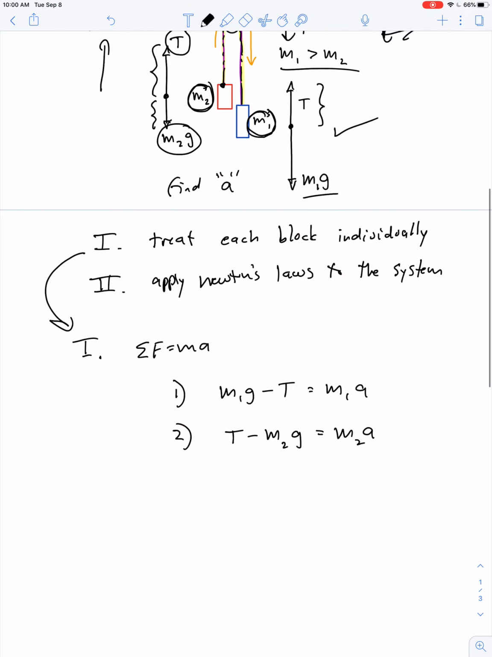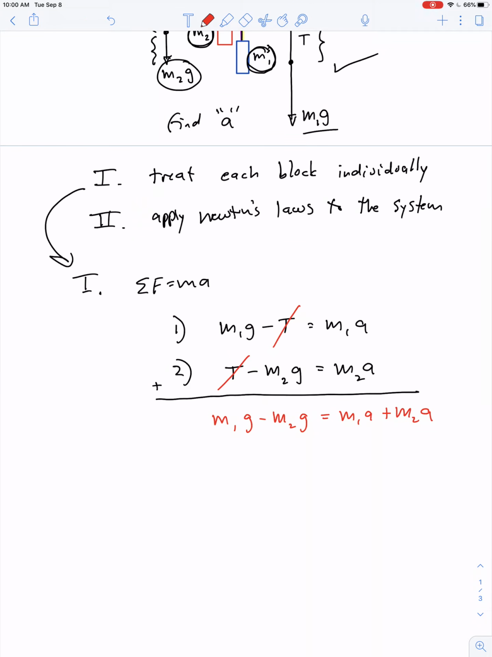Now, something interesting happens if we take these two mathematical equations and add them together. As a system of equations, when we add it up, positive T and negative T cancel one another out, and we get m1g minus m2g is equal to m1a plus m2a. So let's do a little simplifying. We can factor out the g on the left side. So g times the quantity m1 minus m2 is equal to a times the quantity m1 plus m2.